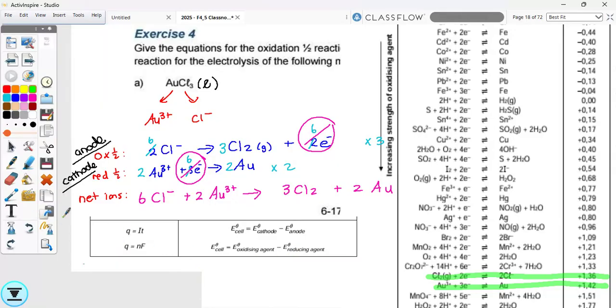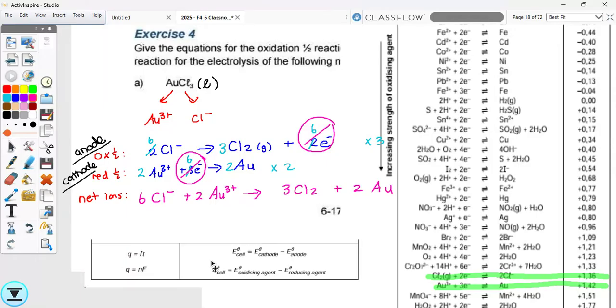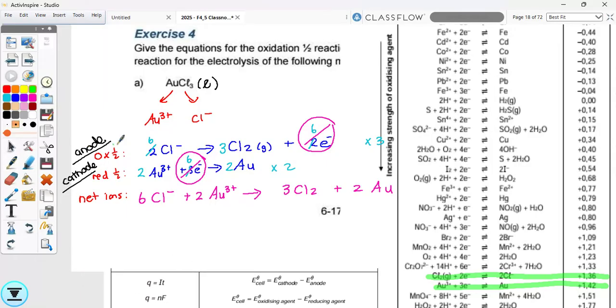I always use the top one. E cell is E cathode minus E anode, because we have it here in our half reaction already. We have cathode and we have anode. So please write the formula down, because they want to see that you know that it's E cathode minus E anode that is going to give you the E of the cell.